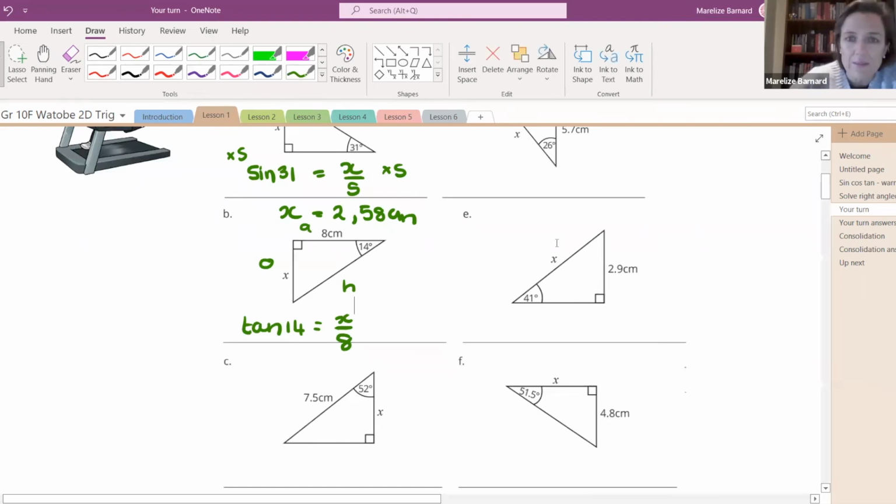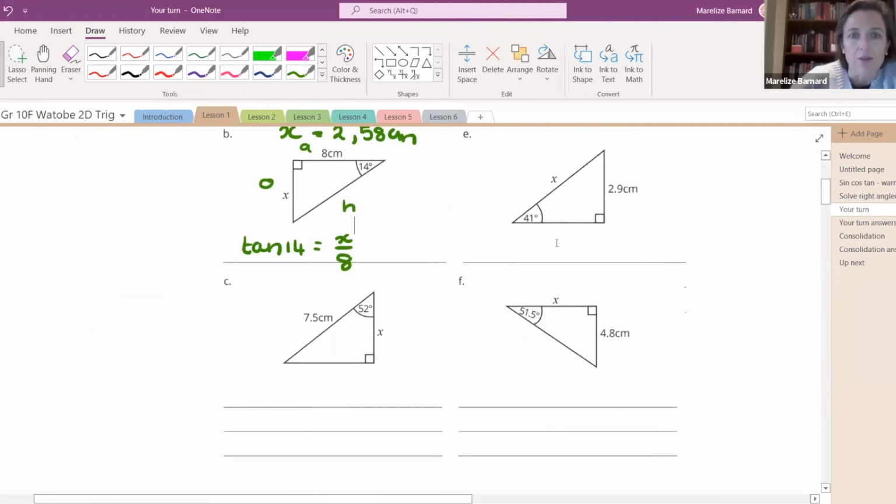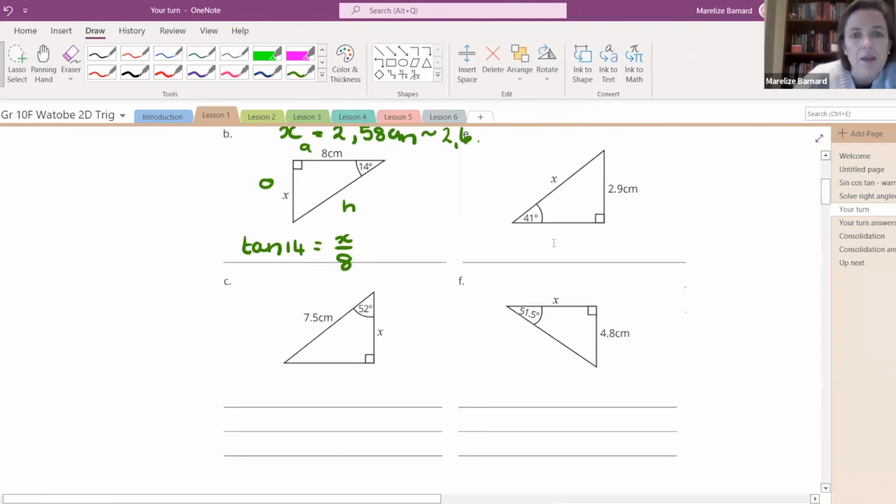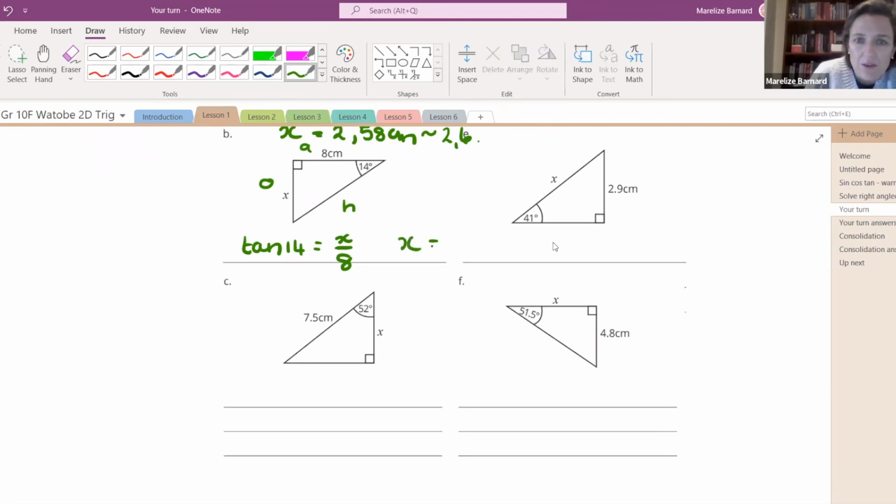Okay, so 1 decimal place. Yeah, that's correct because that's what the question says. So 2,6 is also right. No problem. Okay, so we've got tan 14 is x over 8. We're going to times by 8 on both sides. So x is 8 times tan 14. And that gives me 1,9. Well, we have to round to 1 decimal place. So that's actually going to round to 2. x is equal to 2.